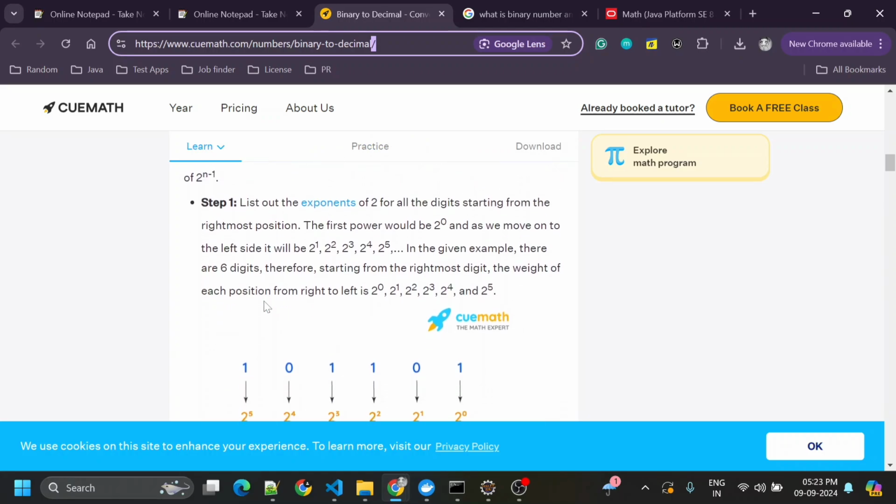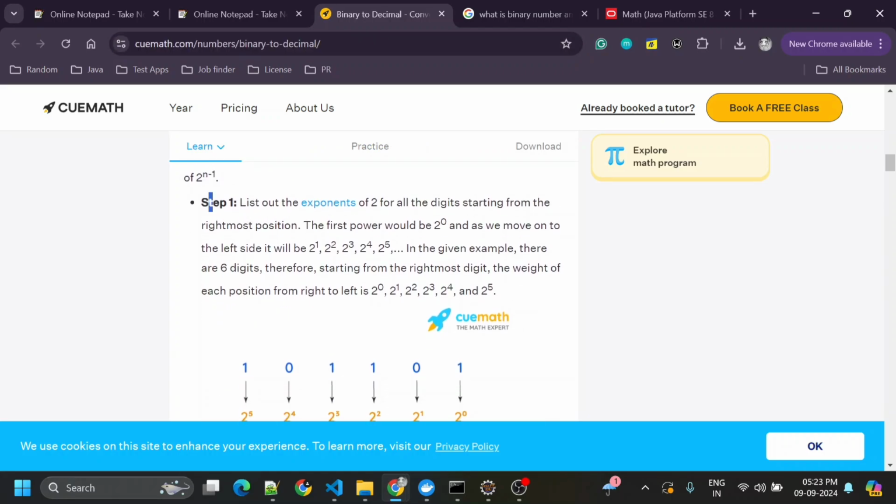So it is written over here that step one is to list out the exponents of 2 for all the digits starting from the rightmost position. The first power would be 2 to the 0, and as we move to the left it will be 2 to the 1, 2 to the 2, 2 raised to the power 3, 4, 5. In the given example, there are 6 digits.